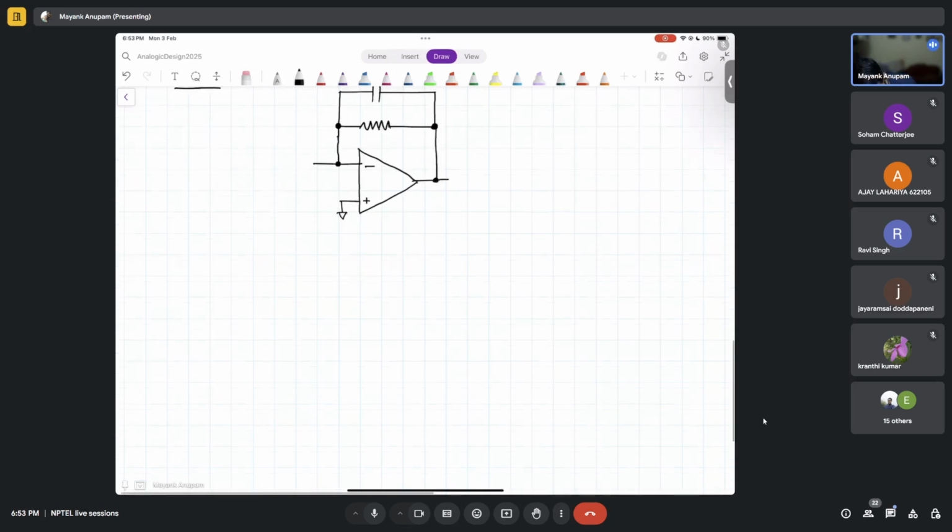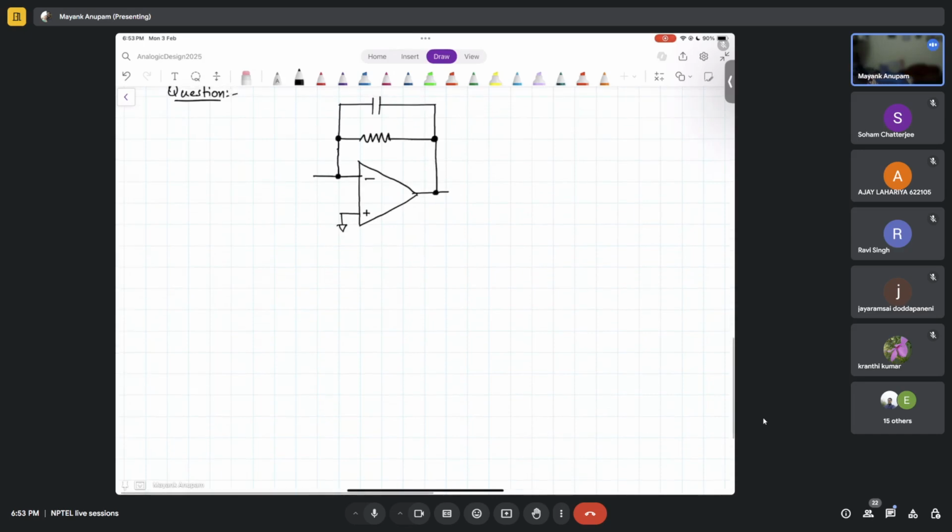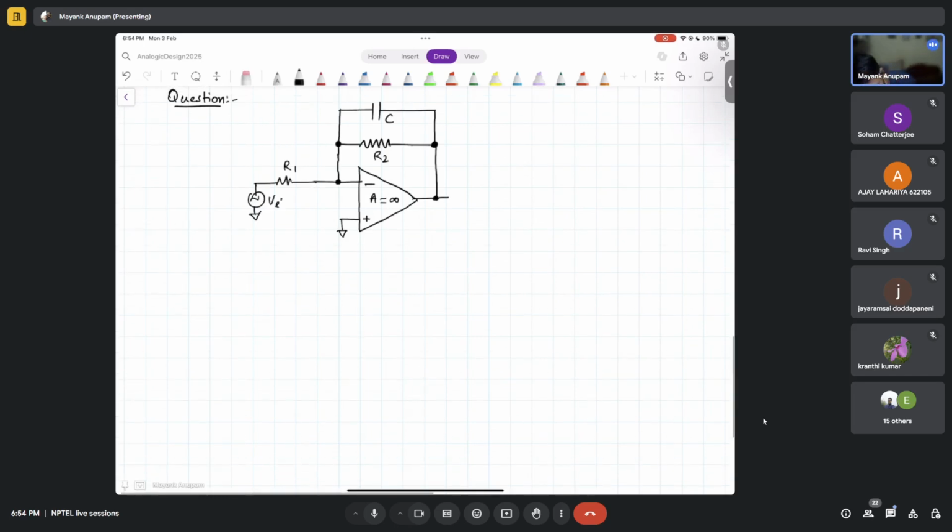All right. So this is this thing, and then you have this resistor R1. This is R2, and this is C, and this is A equal to infinity, right? Because this is the ideal case. And then you have this voltage source here, Vi. All right. So tell me, what is the loop gain here?